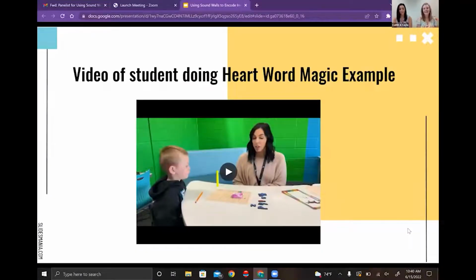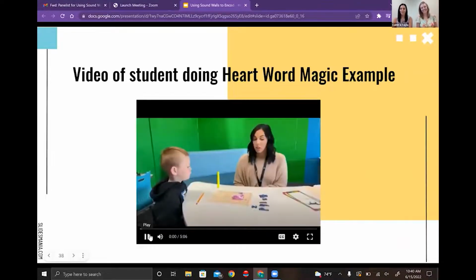So you got to see how even though our focus was the sound spelling and finding the heart word magic, he still wanted to figure out like, oh, the zebra doesn't have a tail. So that's what he took from that.